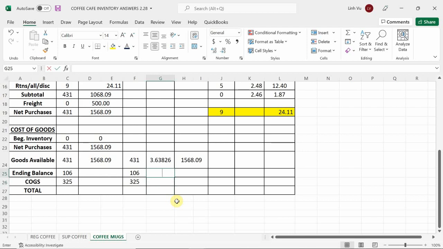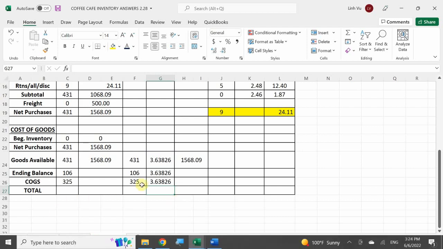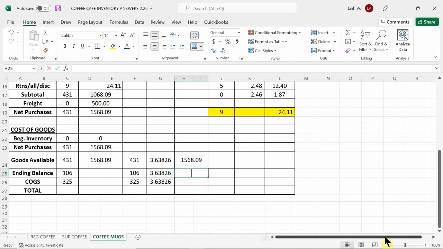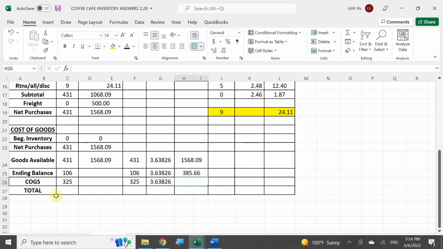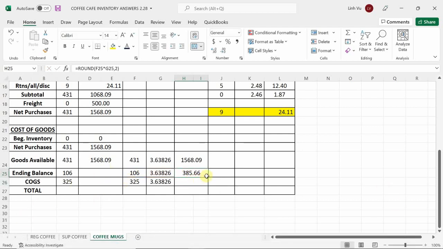In this case, we know that the average cost per item is $3.63826. So I need to use my formula, equal ROUND, quantity times my cost per item, comma, 2 decimal places. Right now, this is what my ending balance should be, but this is also my total cost of goods sold.